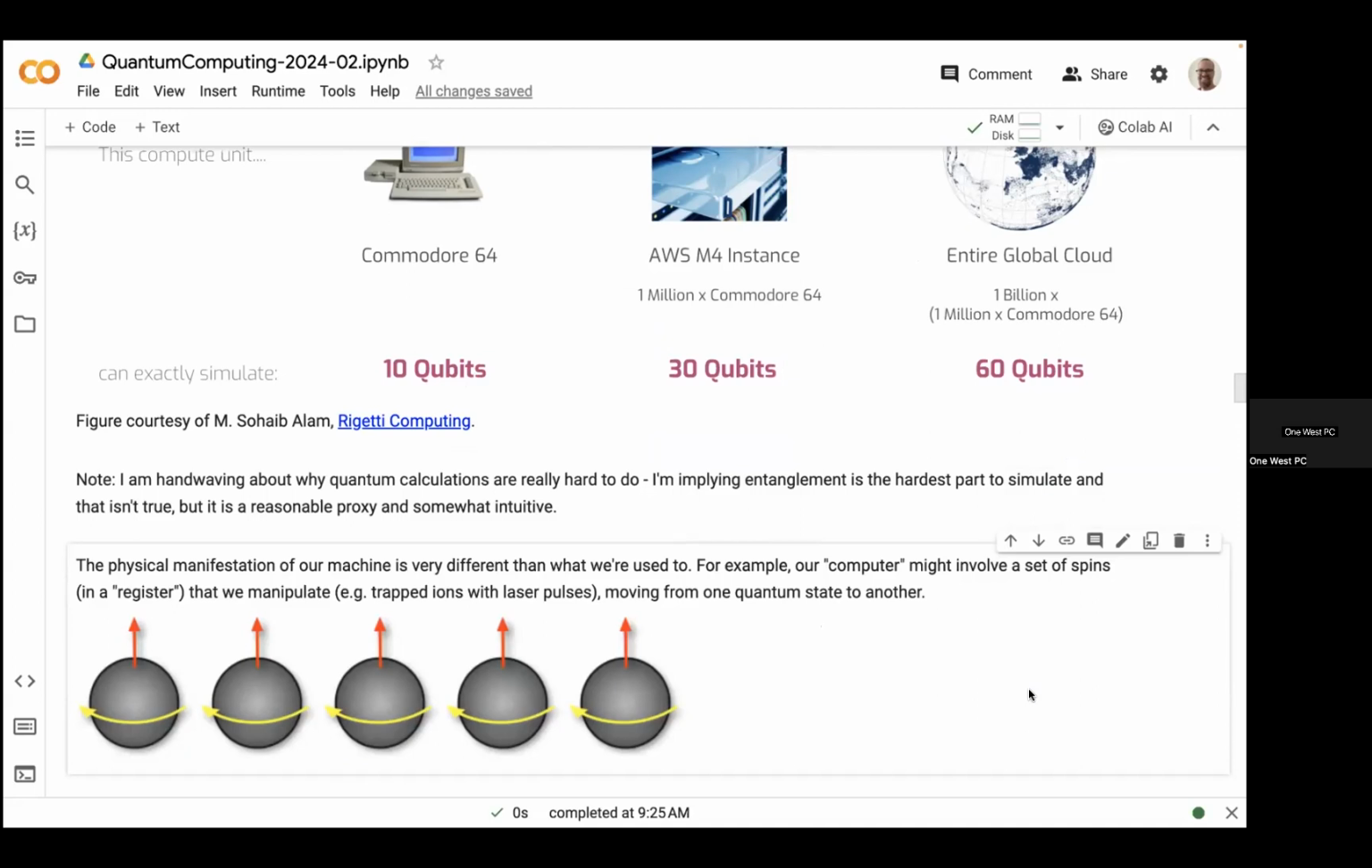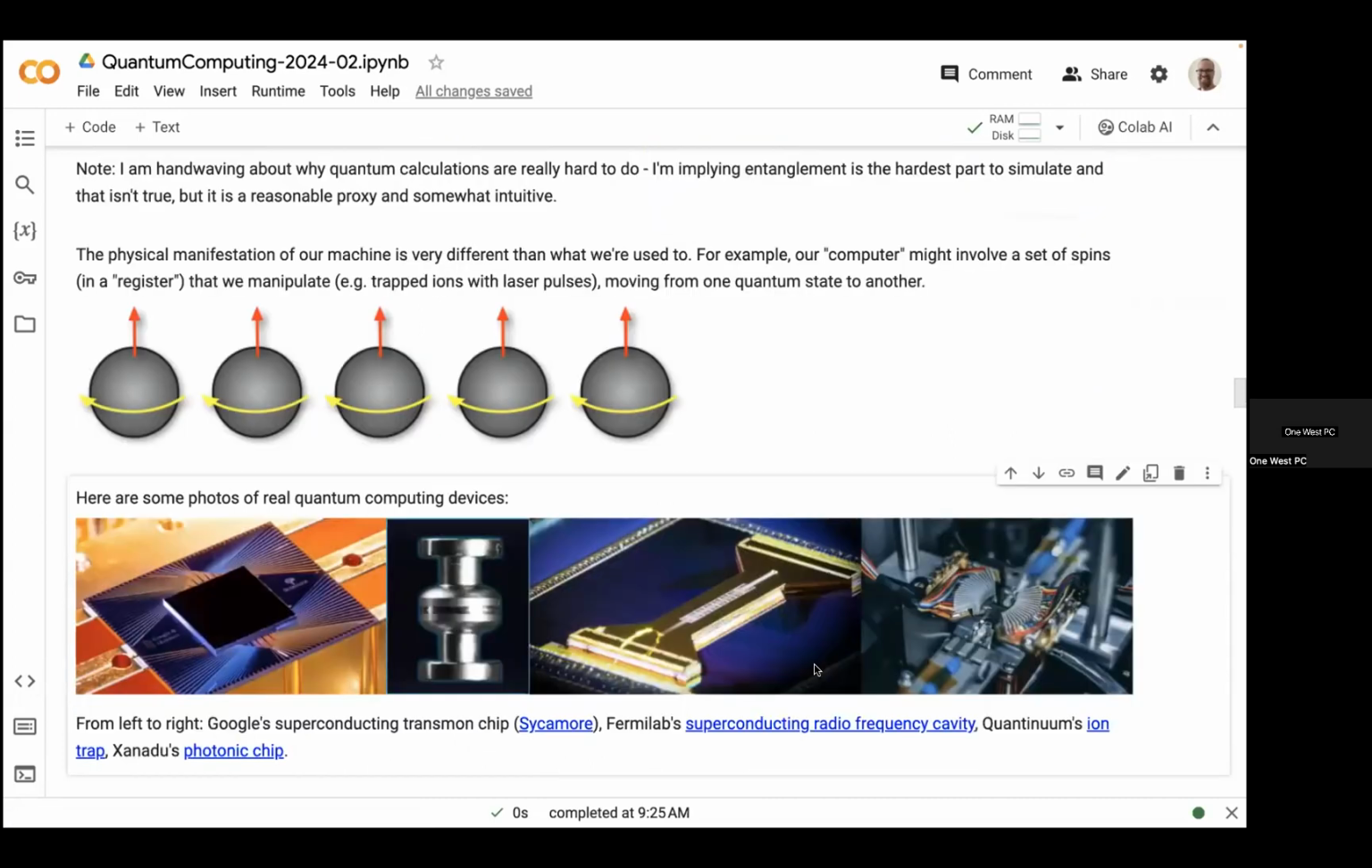All right. So the manifestation of our machine now looks very different than what we're used to. Our computer might involve a set of spins and a register that we manipulate, right? Like a bunch of trapped ions, held in place by lasers. And those ions are now your computer, right? This is the artist's rendition of a set of ions trapped by a laser, and we want to manipulate them from one quantum state to another, and that's how we're going to do our computations. Here are some photos of some real quantum computing devices.